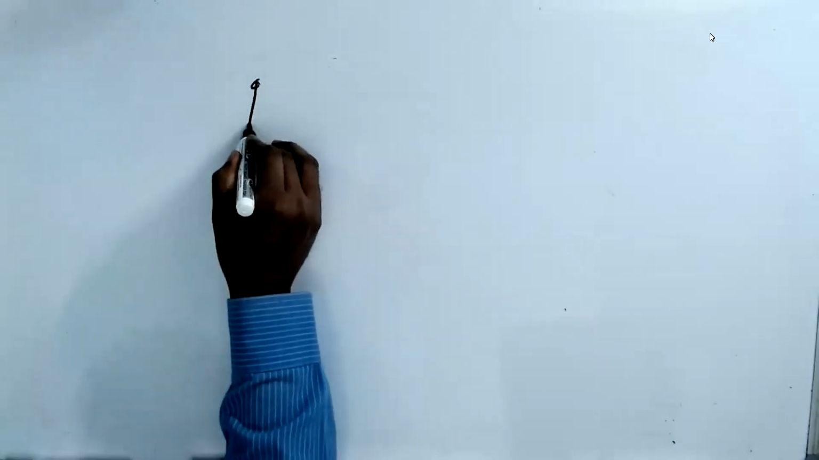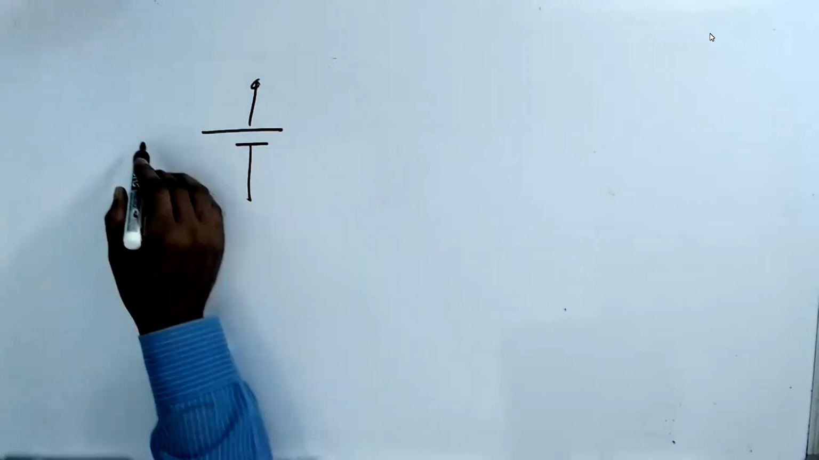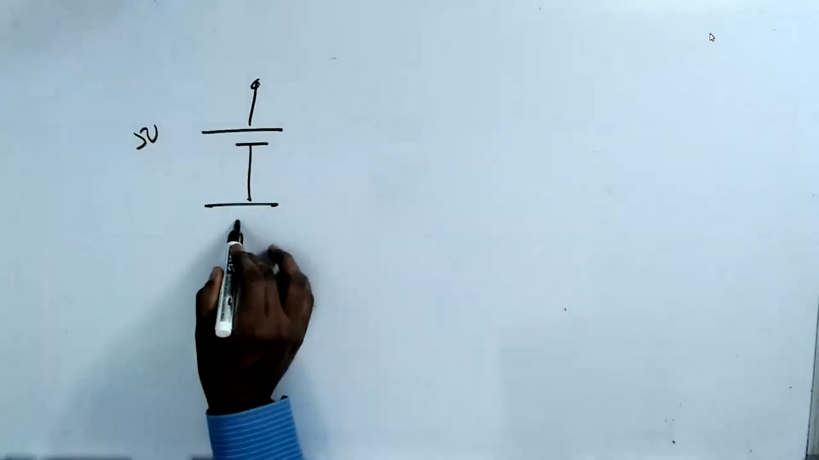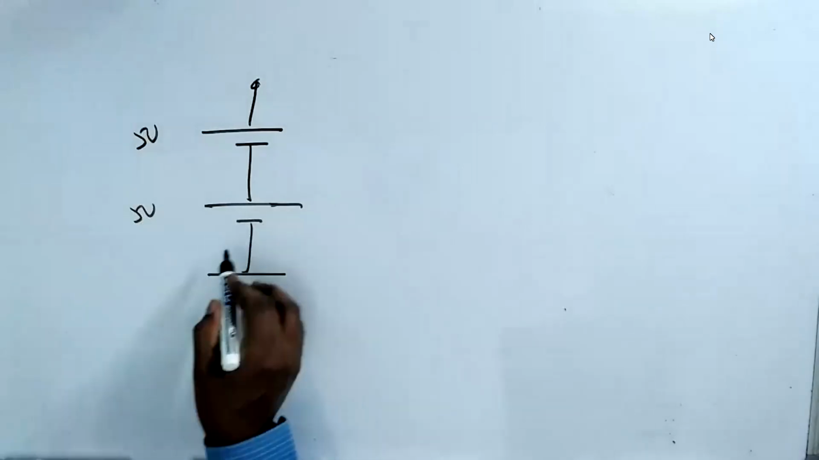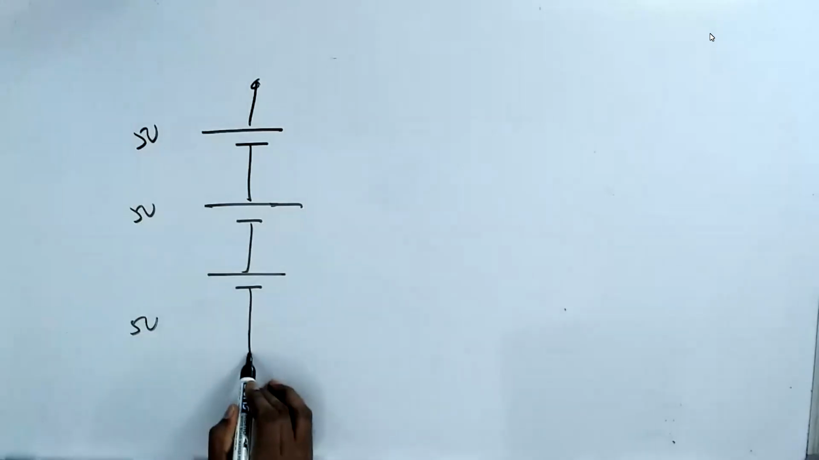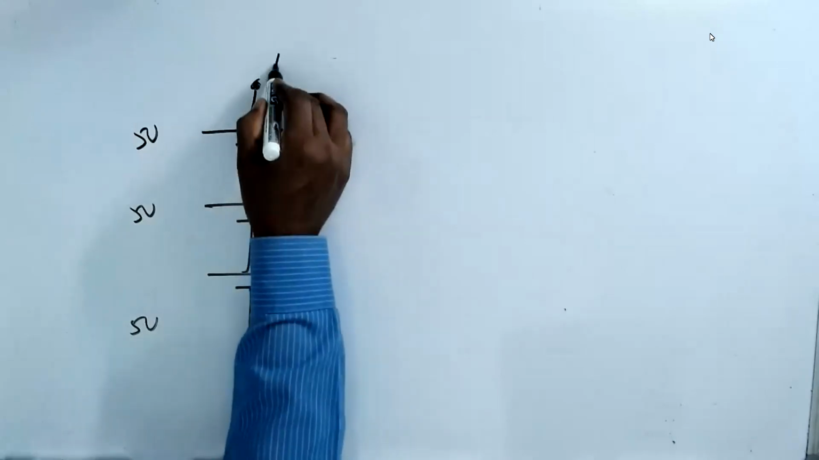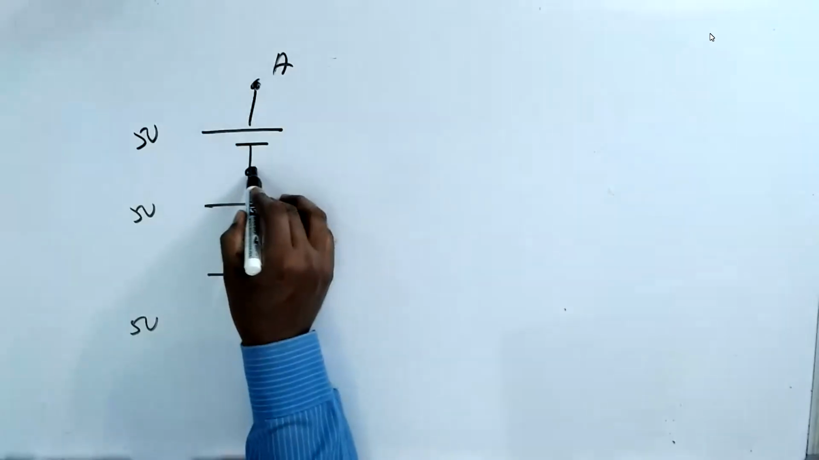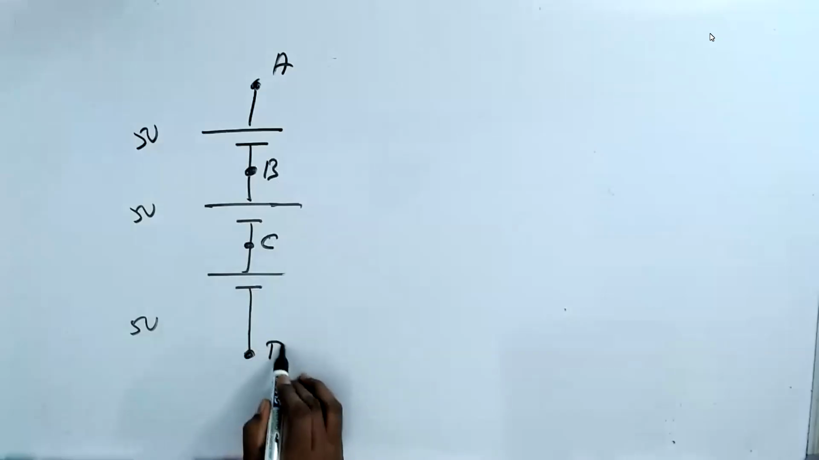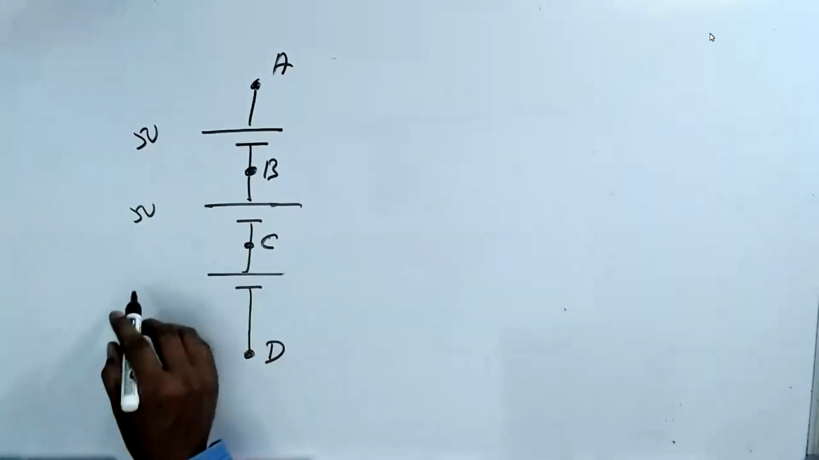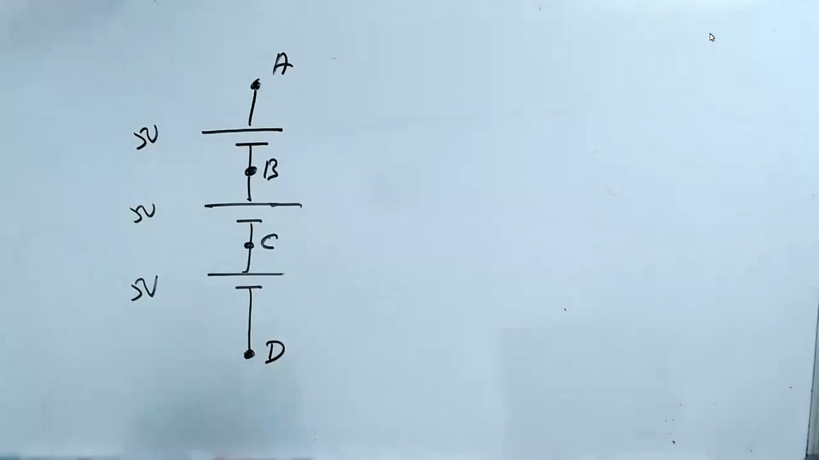Now, we discuss one more point. I have a battery of 5 volt. I have another battery of 5 volt. I have another battery of 5 volt. This point is A. This point is B. This point is C. This point is D. Each battery is how many volts? 5 volts. We connect them in series.